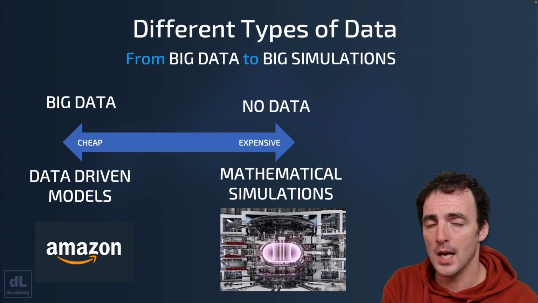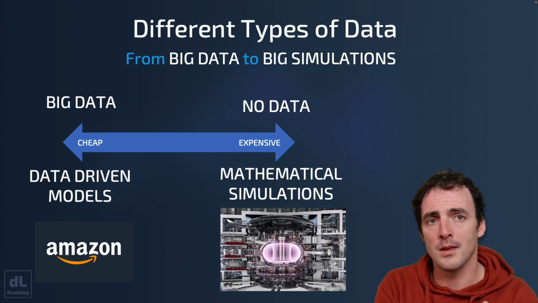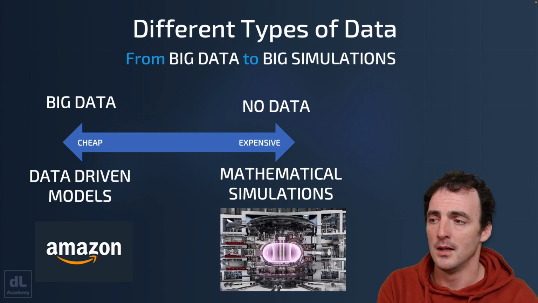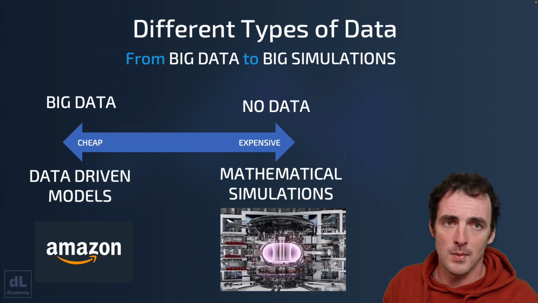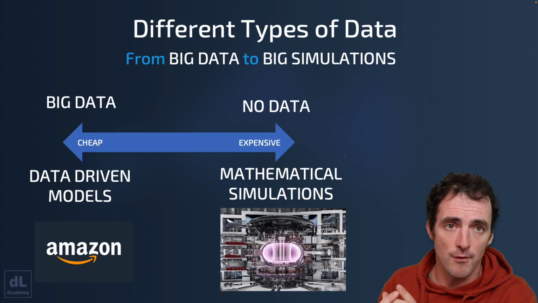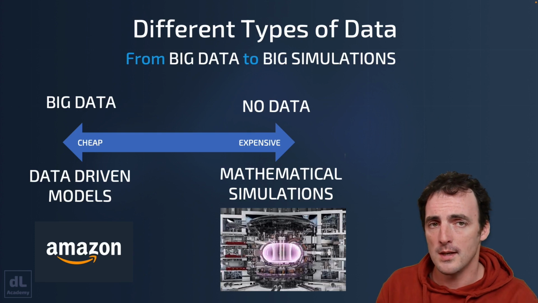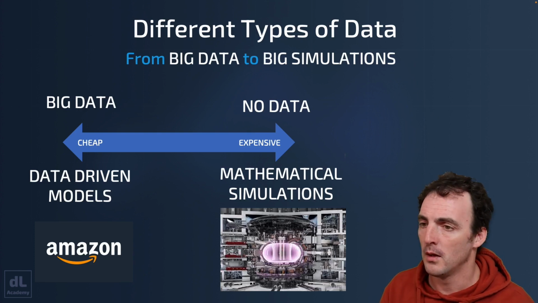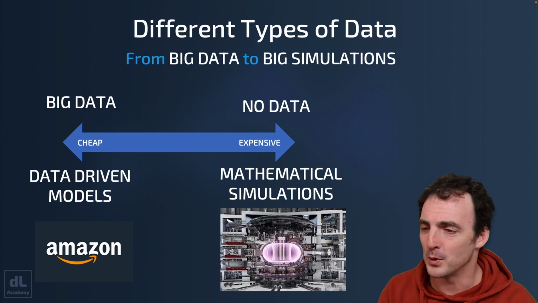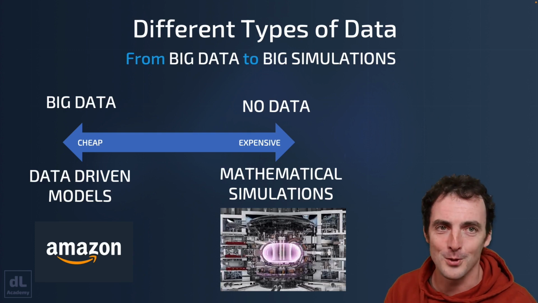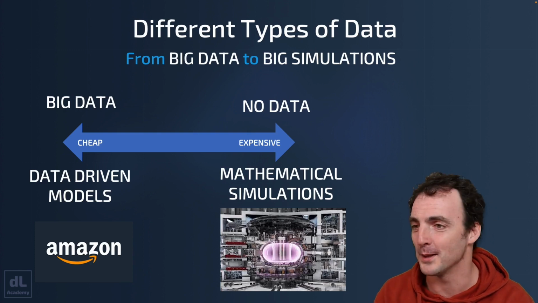In the case of the simulation, we need methods that are robust to limited data. On the other hand, for big data, we need methods that can generalize and be very efficient over large data sets. So we need to think about these two extremes. Obviously, most problems sit somewhere between Amazon and the fusion reactor in terms of the amounts of available data.